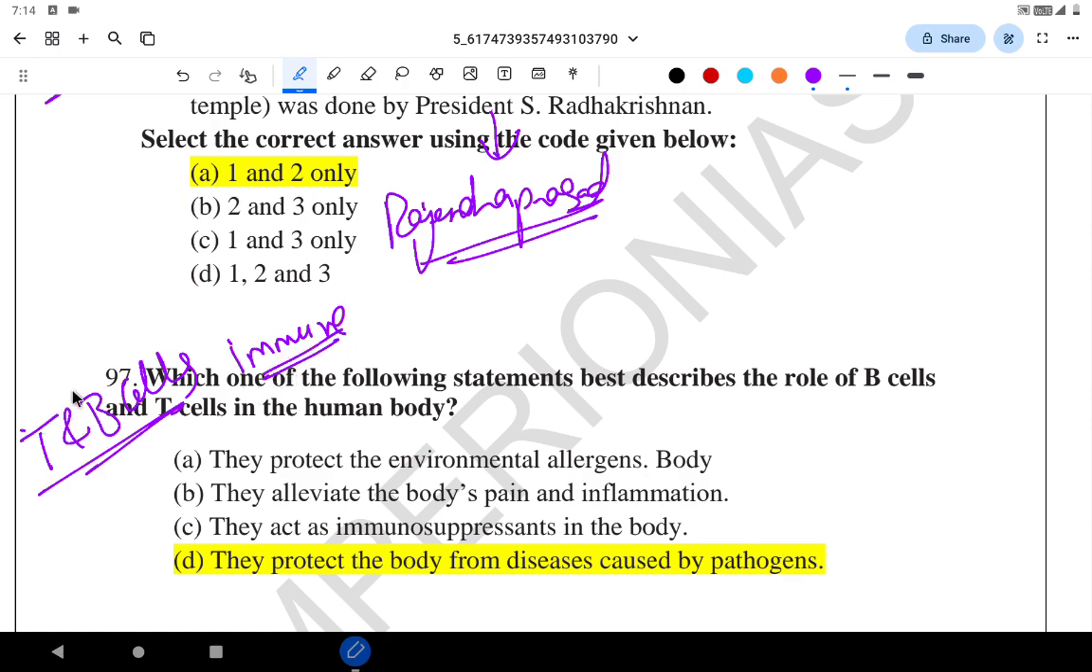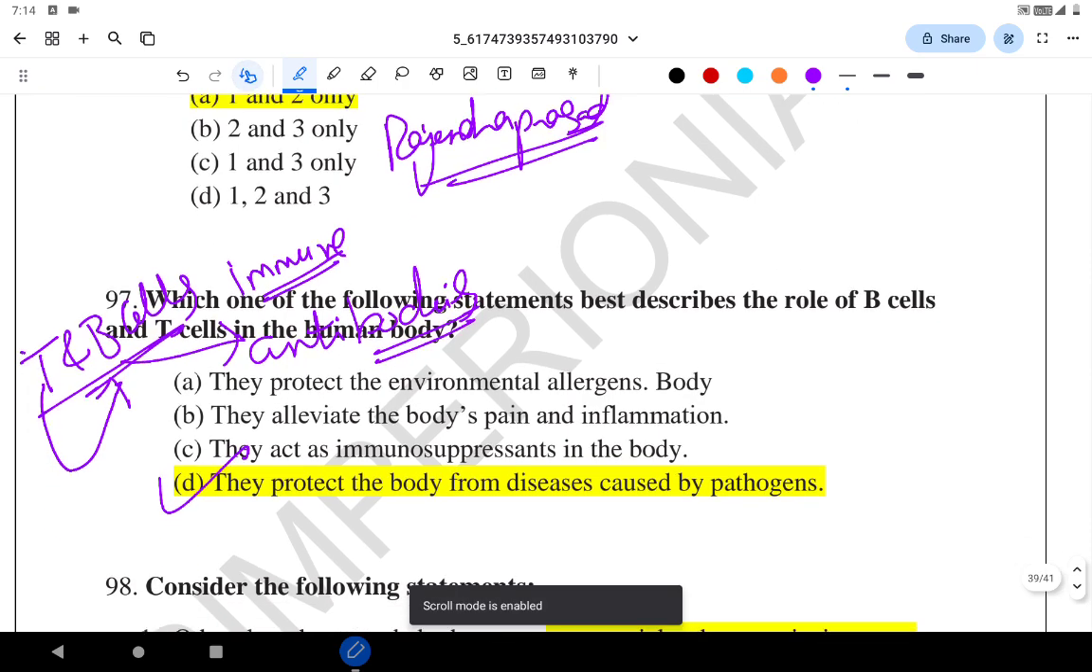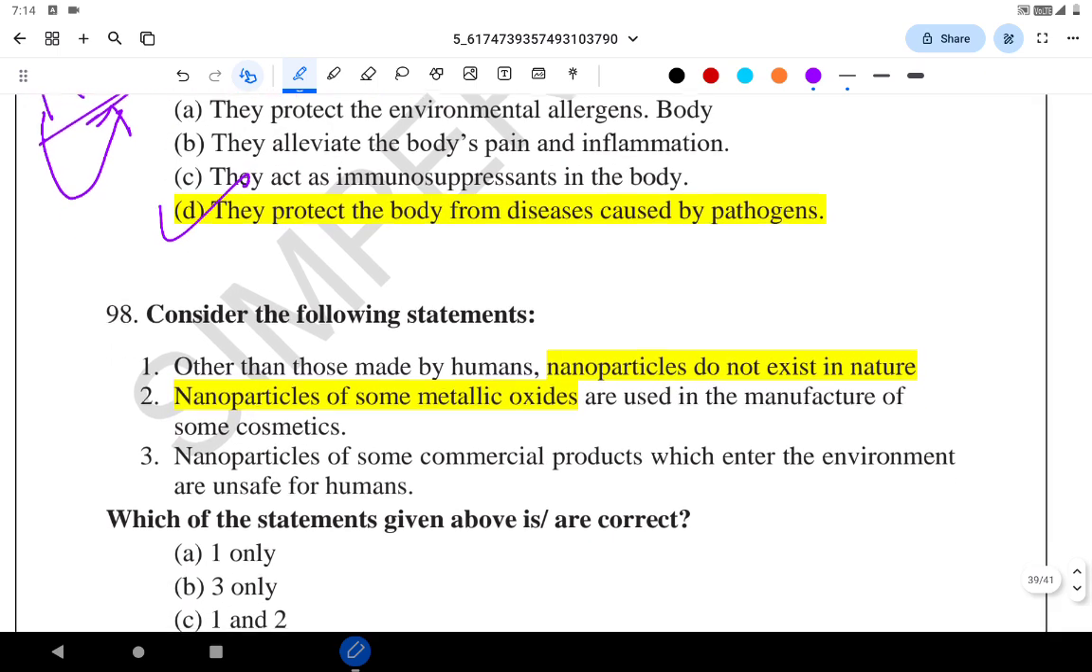T cells do not directly secrete the antibodies, but T cells help B cells to secrete antibodies against any pathogen attack. So they protect the body from a disease caused by the pathogens. Correct. That's the correct answer. See, these are in news. So it's a current affairs based question.